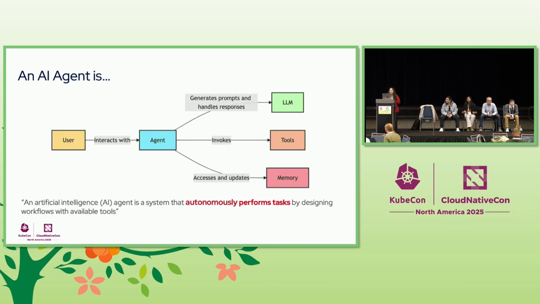So there's this definition that comes from our IBM rockstars here, which says that AI agents are autonomous systems. You can call them systems or software. And they perform autonomous tasks designed with available tools. So AI agents are autonomous, and they work towards a task using tools. And believe me, they do complex tasks.